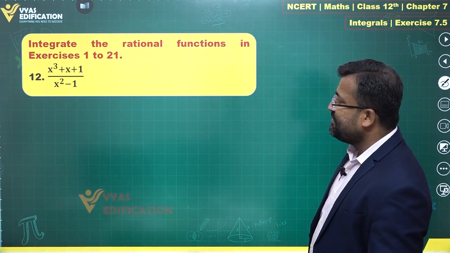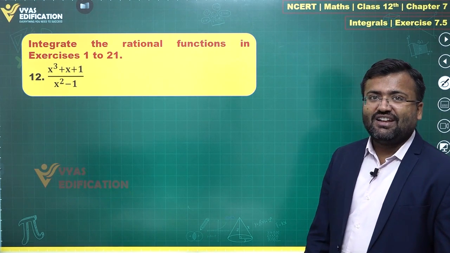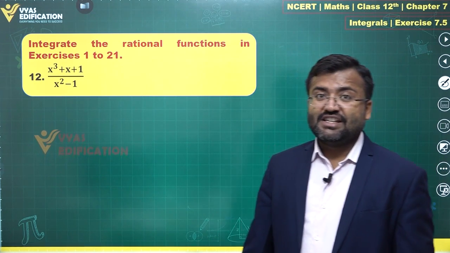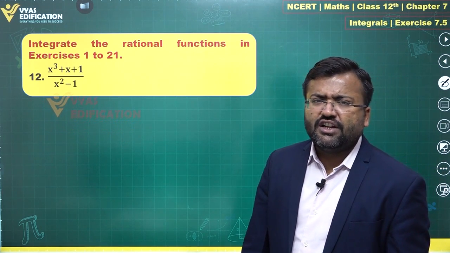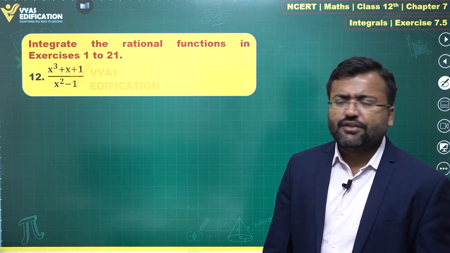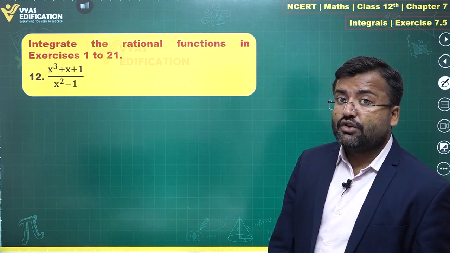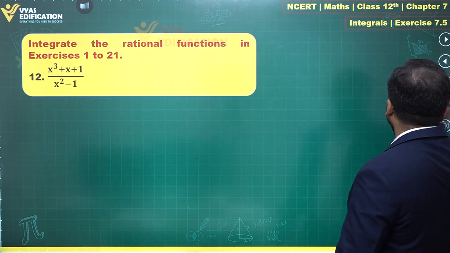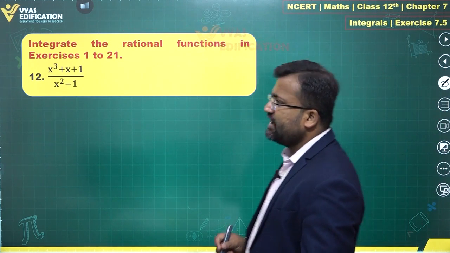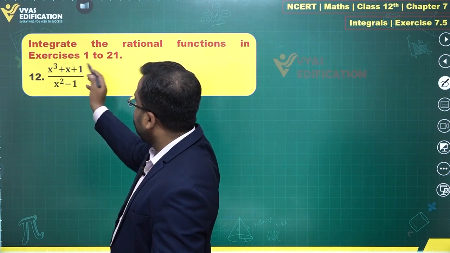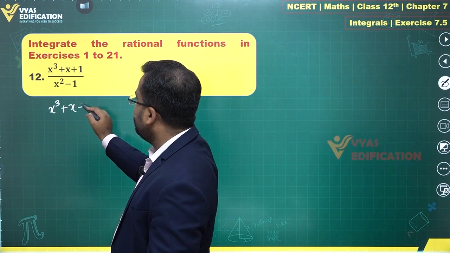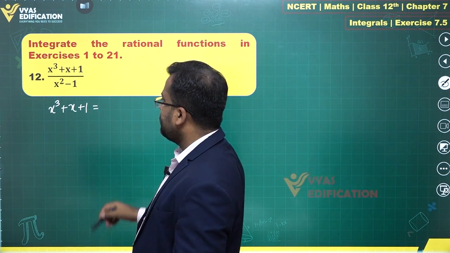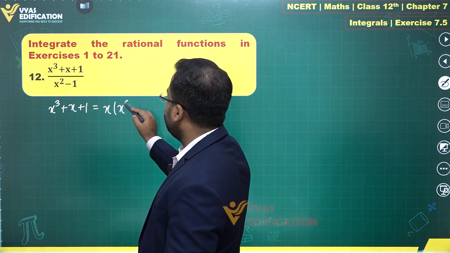In the 12th question, what do we have? X cube plus x plus 1 upon x square minus 1. And yes, there comes the interesting thing. What is that? The first thing which we wanted to check was whether the degree of numerator is less than the degree of denominator. It's not so. So we'll have to divide the numerator by the denominator using long division. Yes, that's the approach that you can follow. So we have x cube plus x plus 1 upon x square minus 1. This x cube plus x plus 1 can be written using a factor of x square minus 1, x times x square minus 1.